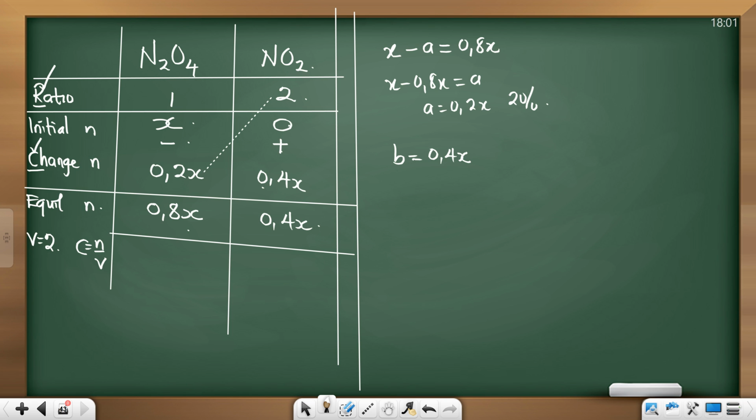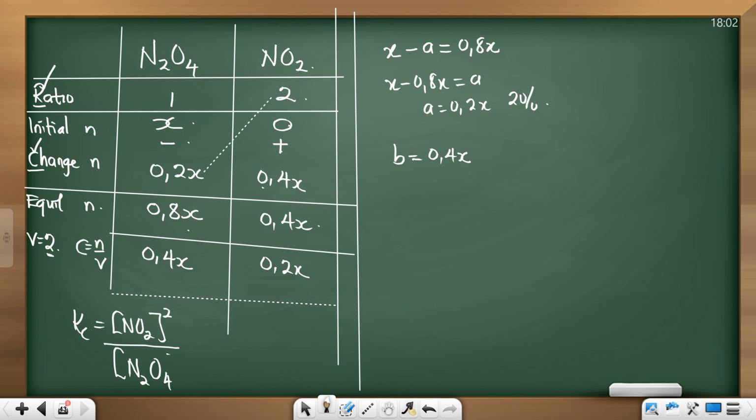Next, concentration is number of moles divided by volume. What is 0.8x divided by 2? What is 0.4x divided by 2? Now I'll come and write my Kc expression. Products, NO2, over what? N2O4 to the power of what? 1. Are we okay there?